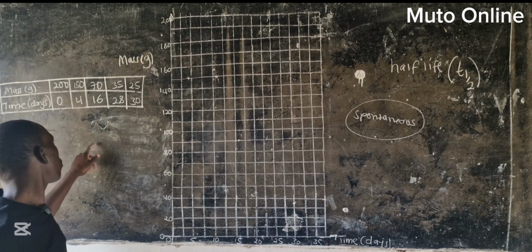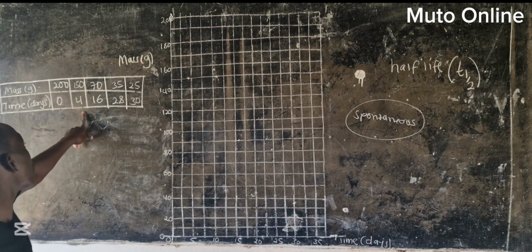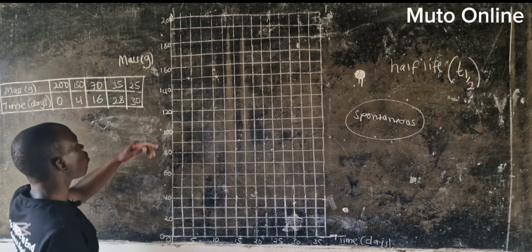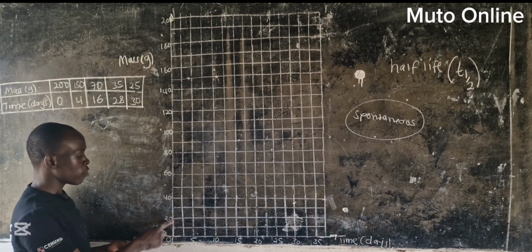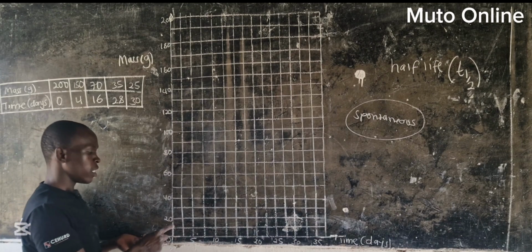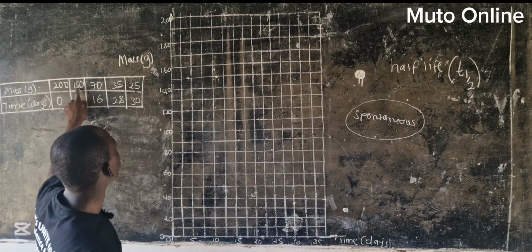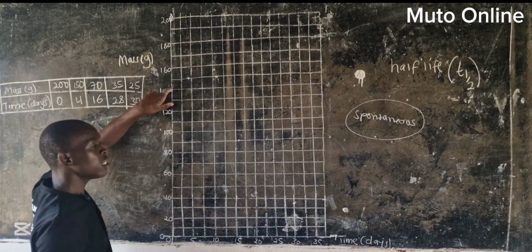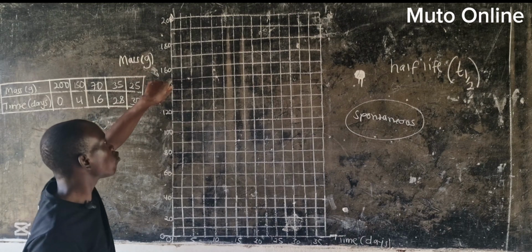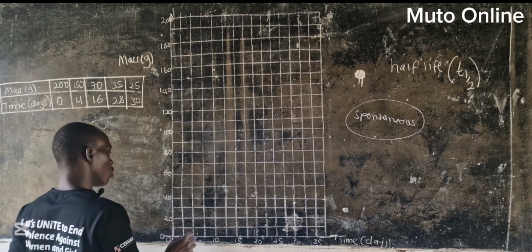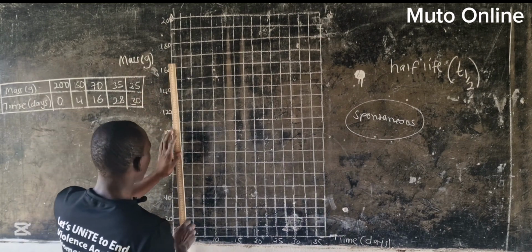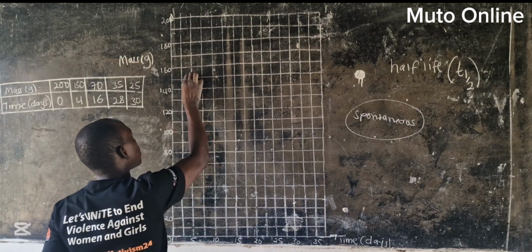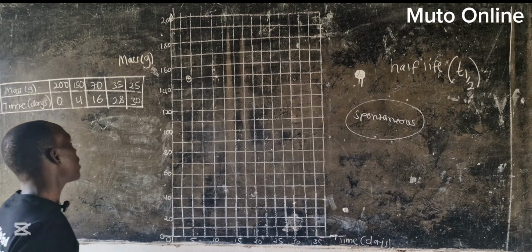So when time was 4 days, it was found that the mass was 150 grams. If from here to here is 20, that means the interval is 10 by 10. If I want to get 150, already I have 140 here, and the interval is 10 by 10, so that means here it is 150. My 4 is here, so 4 tallies with 150. So 150 is here. I put a mark there.